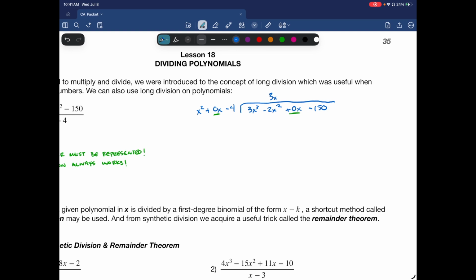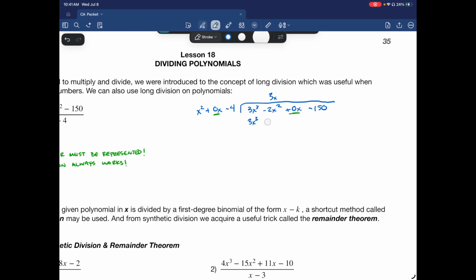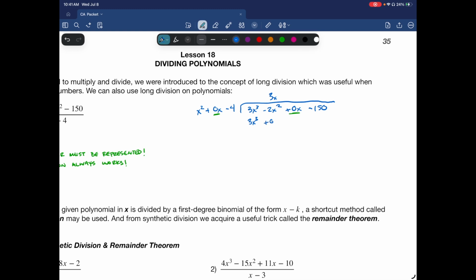So that's going to be 3x cubed, 3x times 0, that's going to be 0x squared, and then 3x times 4 is going to be minus 4x. All right? And remember, in long division, you subtract everything on this line. So I'm going to change all my signs. So I got negative, negative, and then positive. That forces this to fall out, and then I just add up everything else. So I got negative 2x squared, I got positive 4x, and then I bring this down, and I got negative 150.